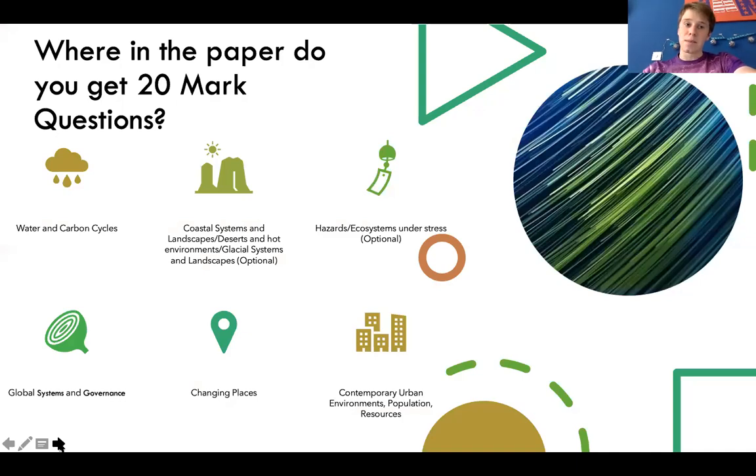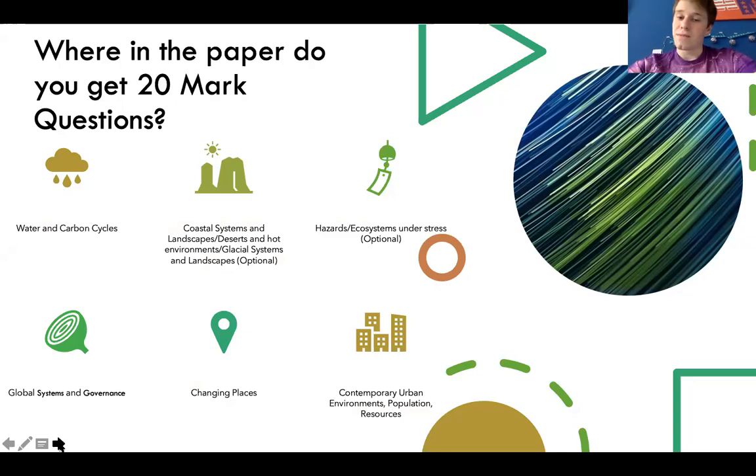So where in the paper do you get the 20 marks? You'll get them at the end of each of your sections, in each of the topics that you do. You'll have them in the compulsory topic of water and carbon cycles, and in your optional topic of either coastal systems, deserts, or glacial landscapes. For my videos, we're always going to focus on coastal systems because that is the one I did, unless I find something in deserts and glacial systems that I understand.